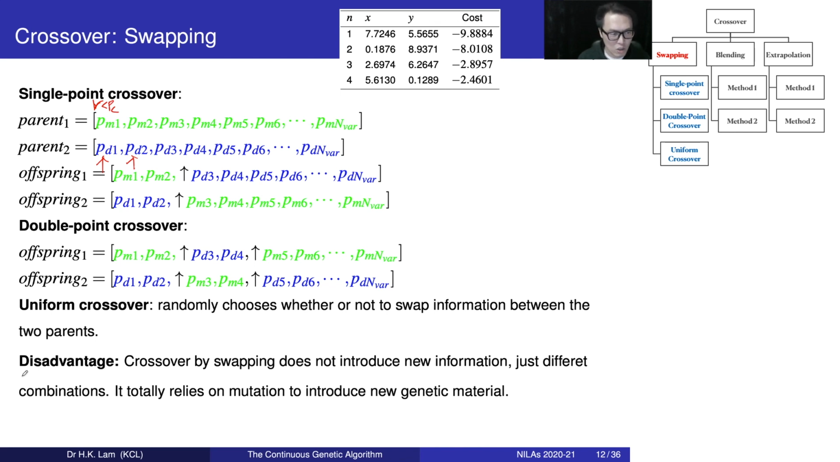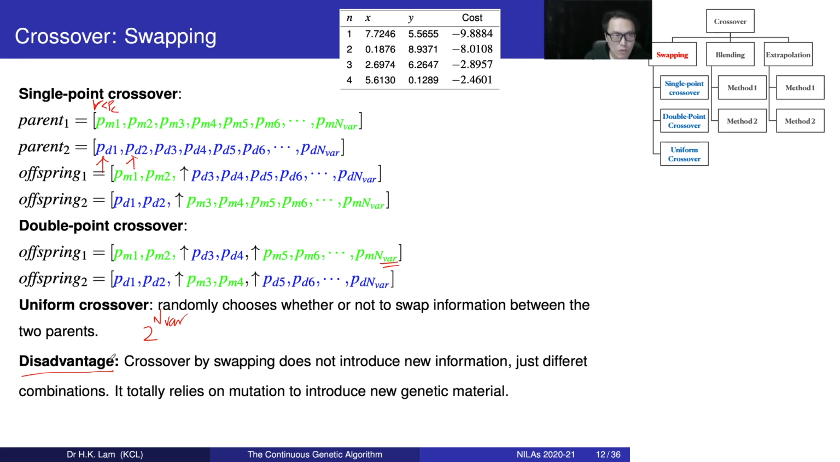Again, the disadvantage of this kind of crossover is that we only exchange information. No matter whether we swap each gene or each real value, we cannot generate any new information. Say we have n var variables. If we do uniform crossover, it means either swap or not, so the total number of combinations for the offspring is 2 to the power n var. We cannot generate anything more than these combinations.